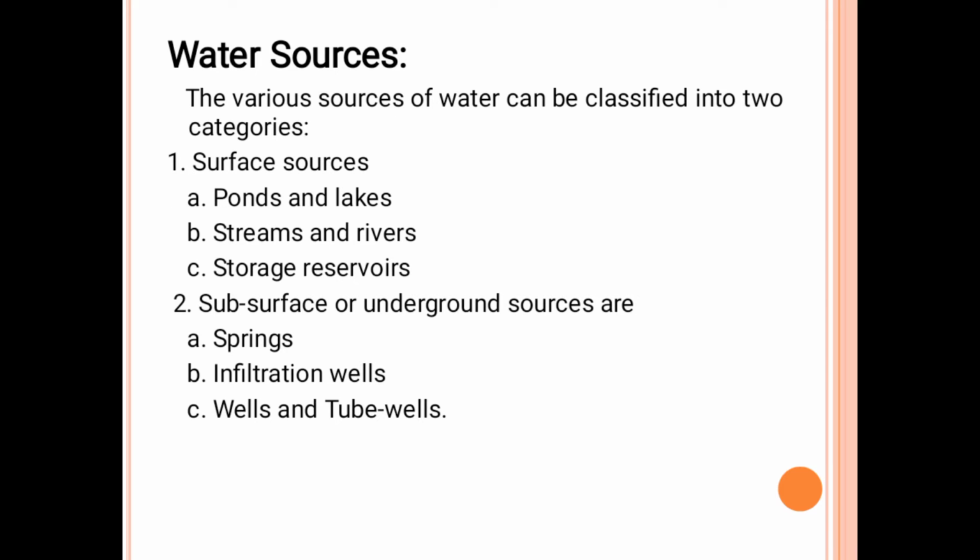These are the available sources of water. Various sources of water can be classified into two categories, mainly surface sources, and another one is subsurface or underground sources. First of all, surface sources: ponds and lakes, streams and rivers, storage reservoirs. Then subsurface or underground sources: springs, infiltration wells, wells and tube wells.